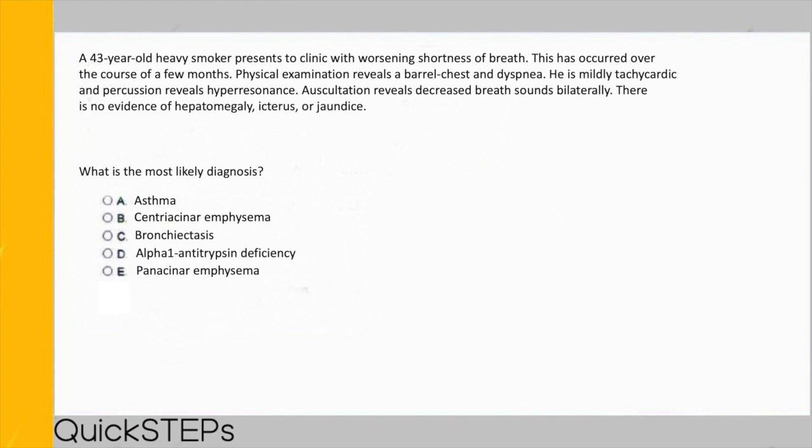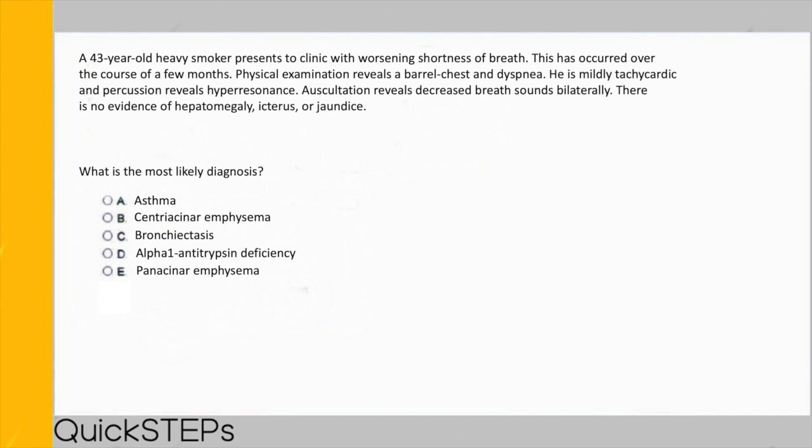Percussion reveals hyperresonance. Auscultation reveals decreased breath sounds bilaterally. There is no evidence of hepatomegaly, icterus, or jaundice. So there's a reason they threw that in there, which we'll see in a little bit when we're going through the answer choices. What is the most likely diagnosis?